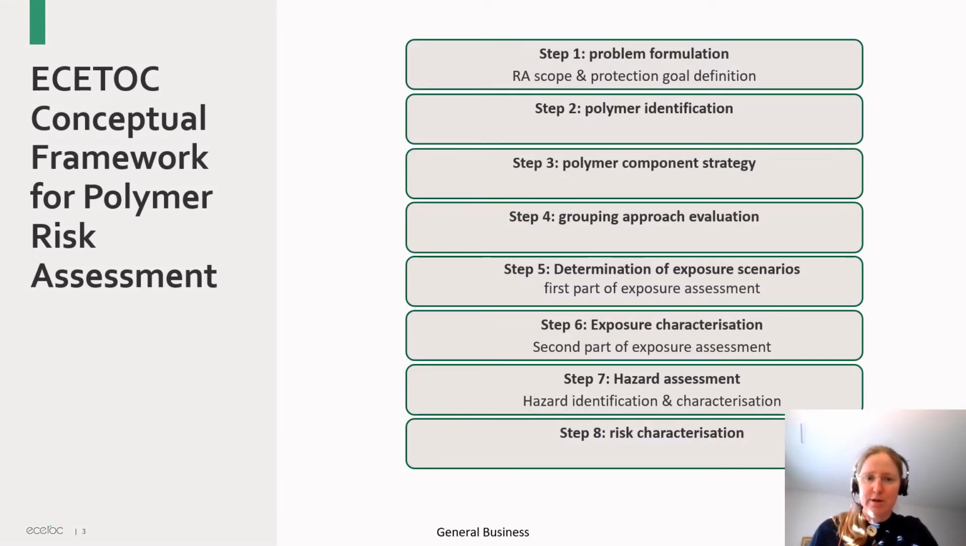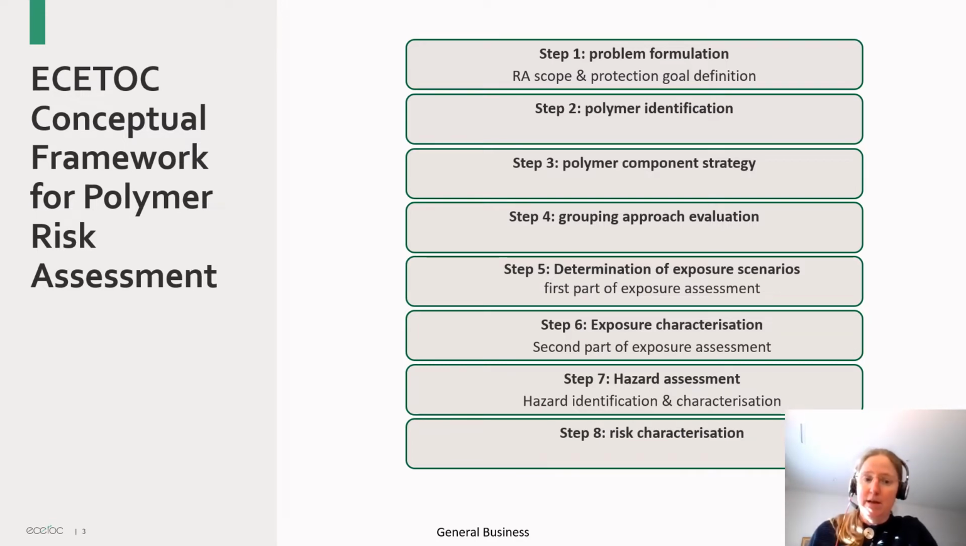The conceptual framework comprises 8 steps, as shared in this high-level overview. The problem formulation is an important element, as polymers are diverse in chemistry and in application. It is followed by a definition of the polymer identity, which is important as classical identifiers such as CAS numbers may not be the best descriptor. The polymer component strategy defines which component of the product shall be addressed. For example, the assessment may focus on the polymer product, or the polymeric substance, or low molecular weight components such as intentionally and non-intentionally added substances.